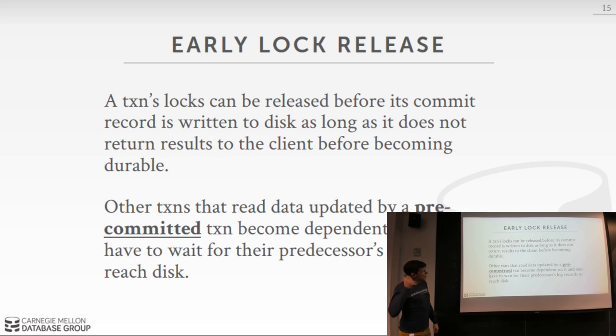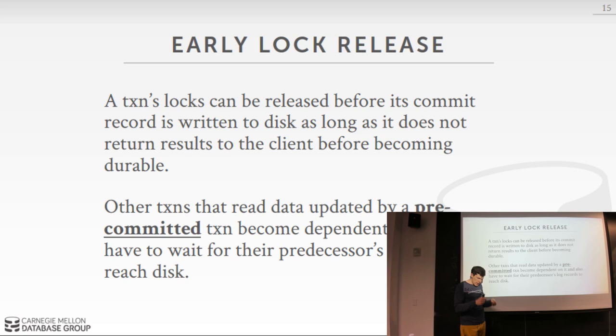Another optimization that we've already talked about before is doing early lock release. The idea here is that when a transaction commits, when the client says, I want to commit my transaction, at that point, we can say internally that the transaction is committed, even though the log record may not have been written out to disk yet. And so we can then have the transaction release all the locks that it may hold on any tuple or any entities or objects in the database.